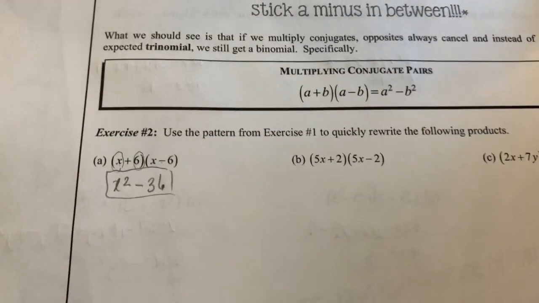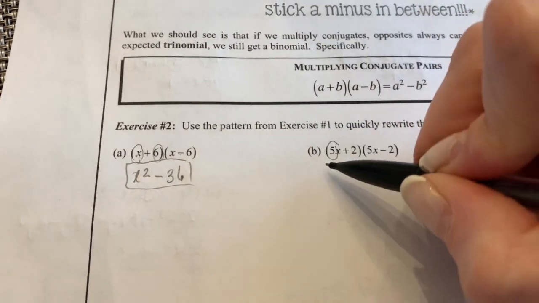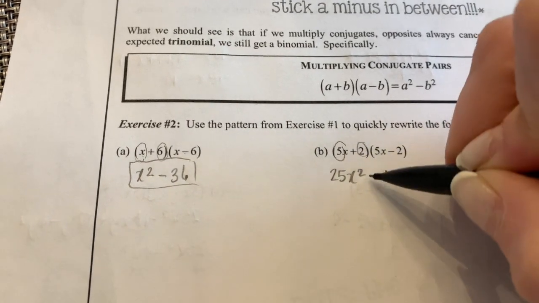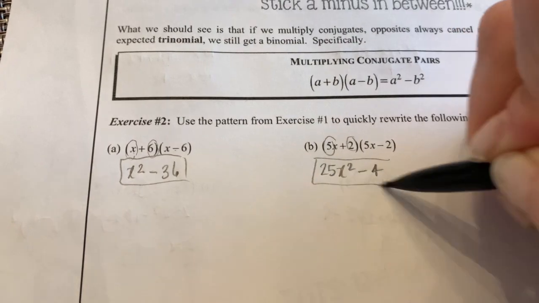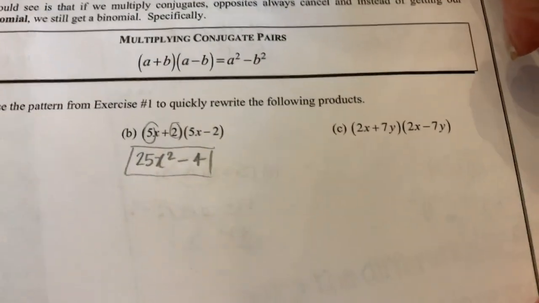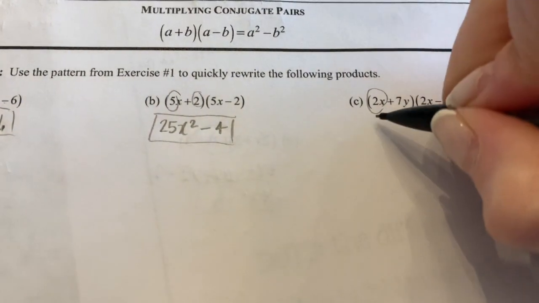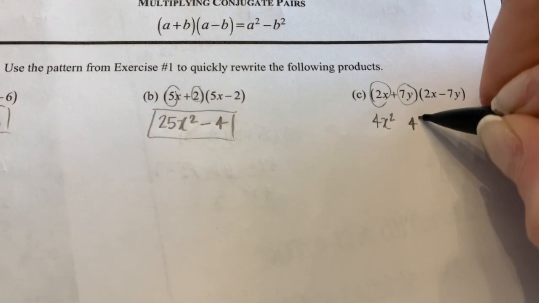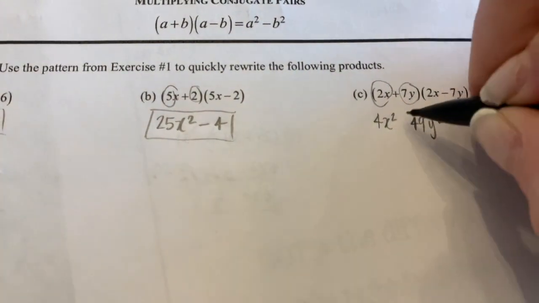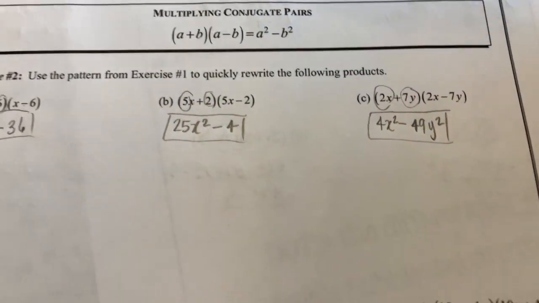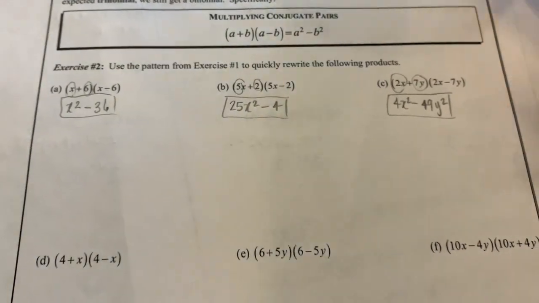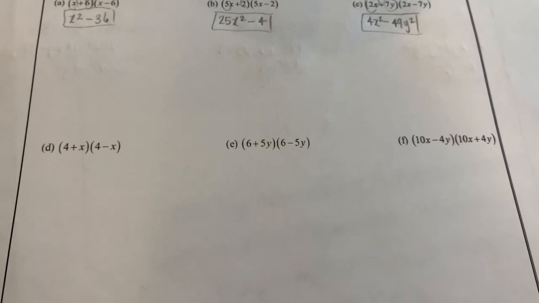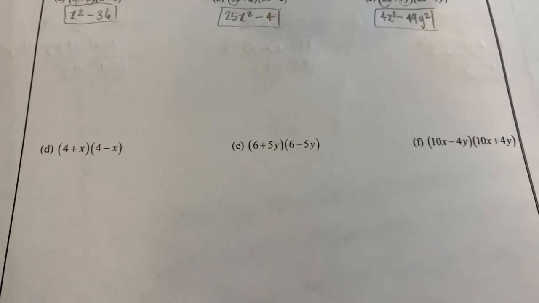Let's try it for b. Square the first, that's going to be 25x squared. Square the second, that's going to be 4. Stick a minus in between. Done. C. Square the first, 4x squared. Square the second, 49y squared. Stick a minus in between. Done. Boom shakalaka. Okay. You guys try D through F. Pause, give it a shot, unpause and check.